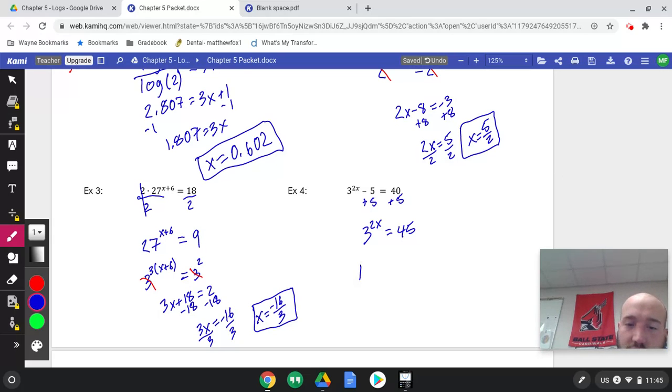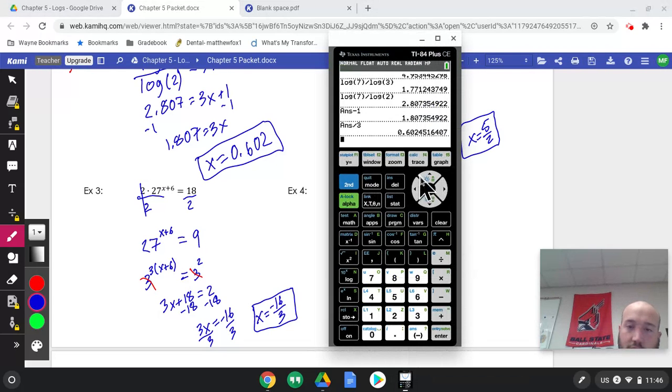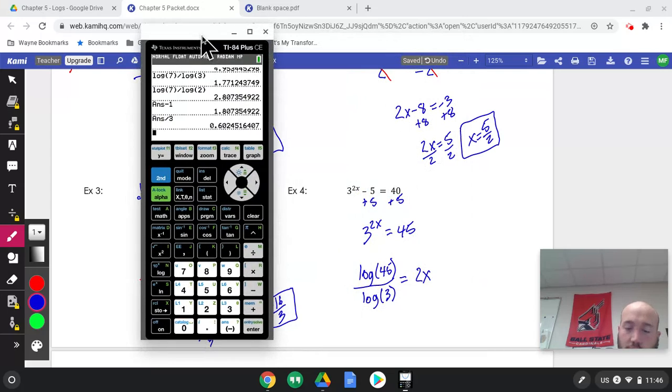So change of base tells us the log of the answer divided by the log of the base will equal our exponential there. So it'll equal that 2x. And now from here, all we have to do is get our calculator out. Let me move this so we can still see. And we'll do log of 45 divided by log of 3. We'll get our answer, and then since it equals 2x, we're going to need to divide that by 2. And my final answer, I get x to be 1.732.